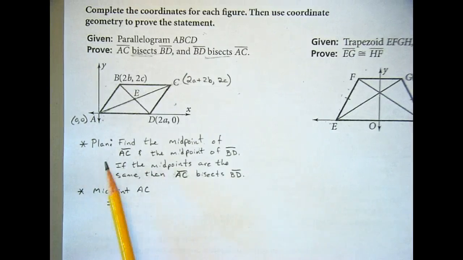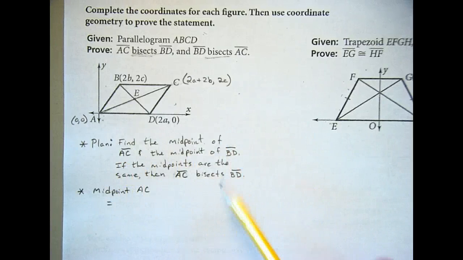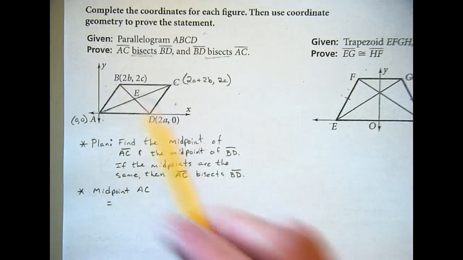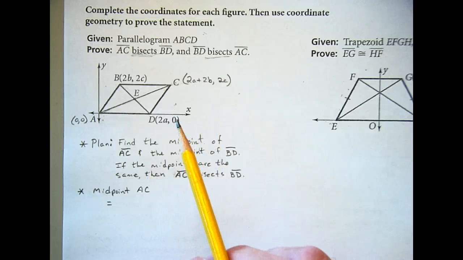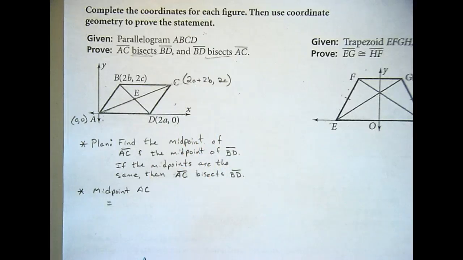So the plan, it's always good to have a plan. Our plan is find the midpoint of AC and the midpoint of BD. If the midpoints are the same, then AC bisects BD. As I was walking around, I saw some of you had the 2-column proof on your paper. This is as close as we're getting to a paragraph proof. When we're doing coordinate geometry, we're not going to fill out a 2-column proof. We're going to do more of a paragraph proof approach.